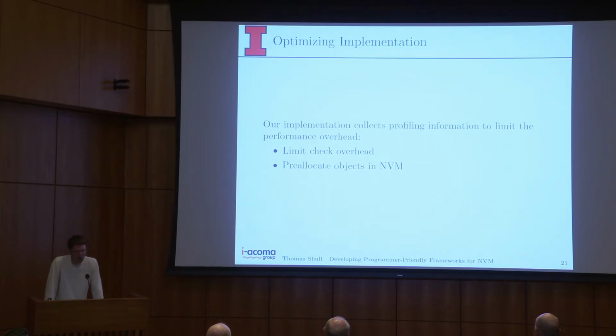Another trick we're able to do is we don't want to be copying objects all the time from volatile to non-volatile memory, especially as non-volatile memory becomes faster and you could hopefully use it all the time. So what we're able to do is predict which objects will likely be moved to non-volatile memory at a future point, and we can just pre-allocate those objects in NVM.